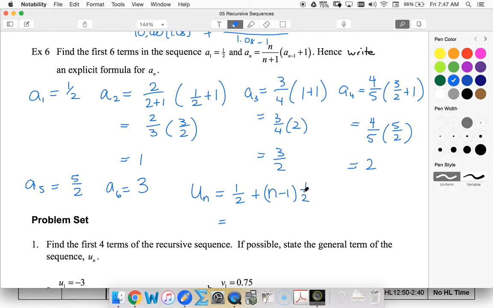If I simplify this, I'm going to get a half n plus a half minus a half, which is just a half n. And let's look at that. Half of 1 is 1/2, half of 2 is 1, half of 3 is 3/2, and so on and so forth. So that fits my pattern.